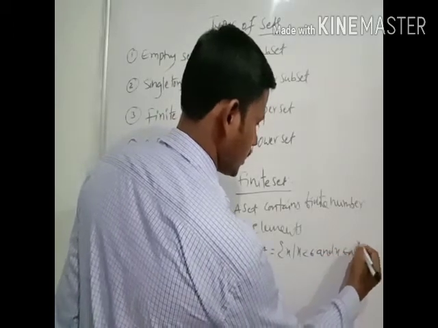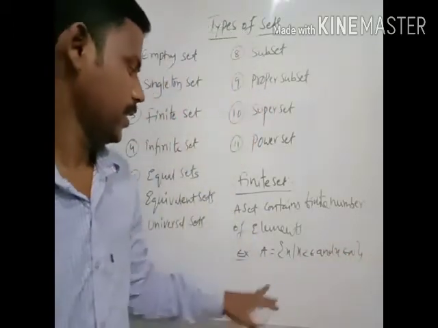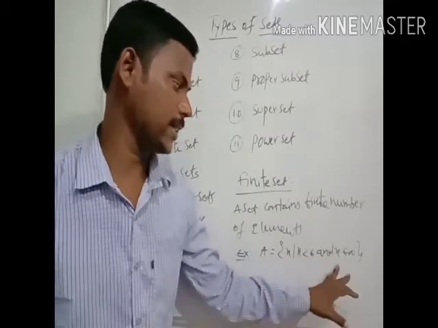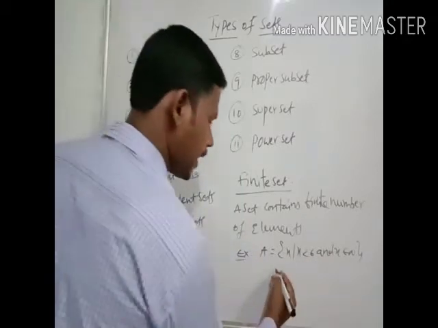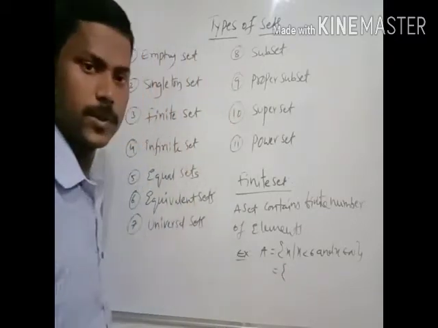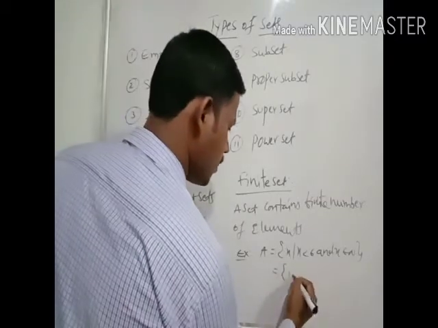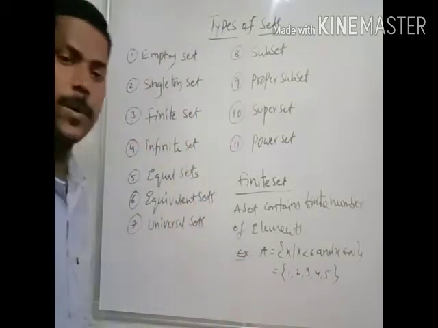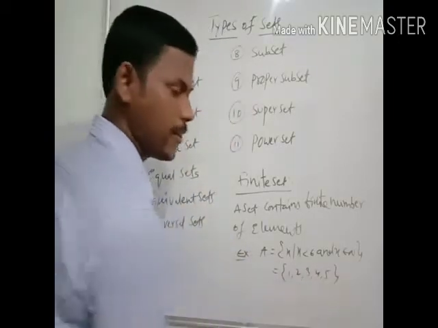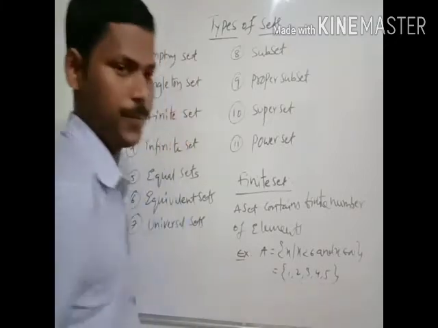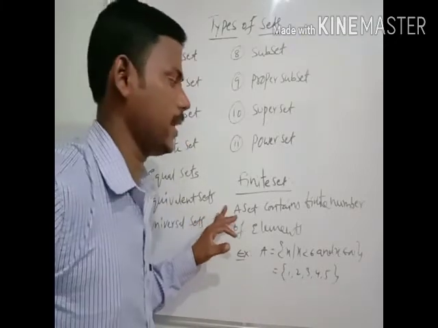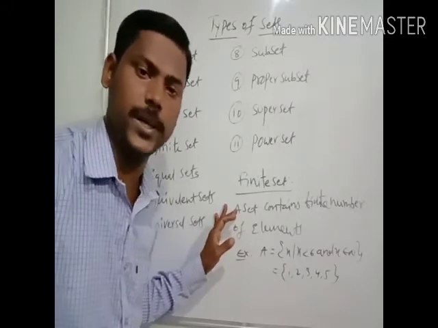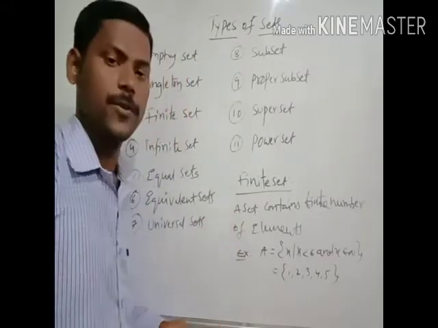See here, A equal to {x : x less than 6 and x belongs to N}. If you write it in roster form, it is 1, 2, 3, 4, 5. How many elements are there, children, here? 5 elements. So they are countable. A set containing a countable number of objects or elements is also called a finite set.